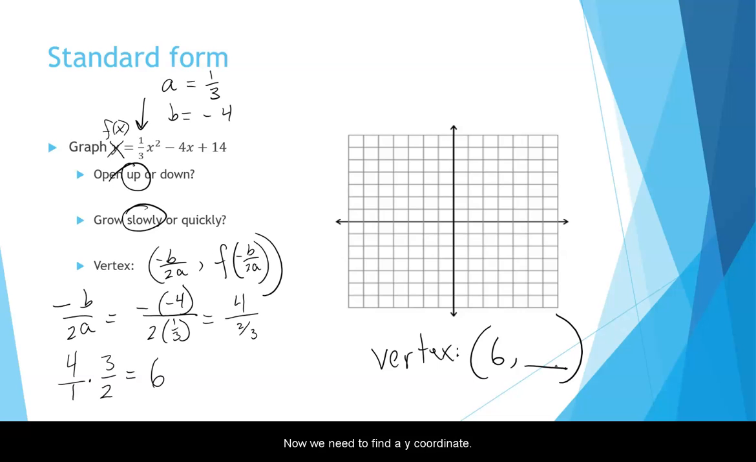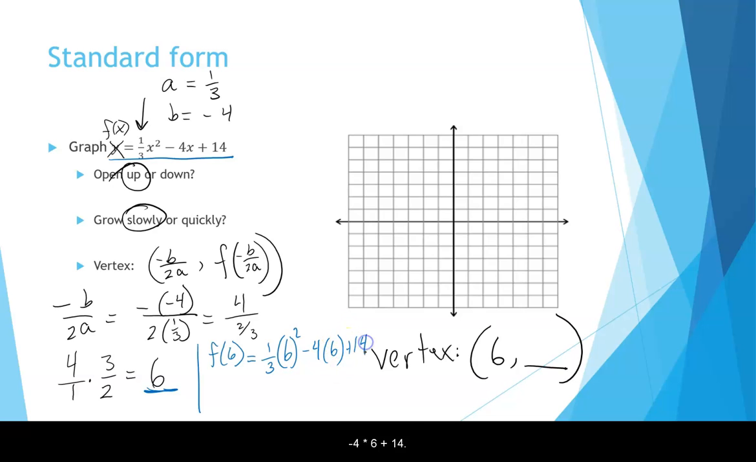Now we need to find the y-coordinate. To do that, the y-coordinate is going to be this function evaluated at x equals 6. I think of that as f of 6 equals 1/3 times 6 squared minus 4 times 6 plus 14. 6 squared is 36. 1/3 of 36 is 12, minus 24, plus 14. That adds together to be 2, if my mental math is correct. So our vertex is (6, 2). So I'm going over 6 and up 2.